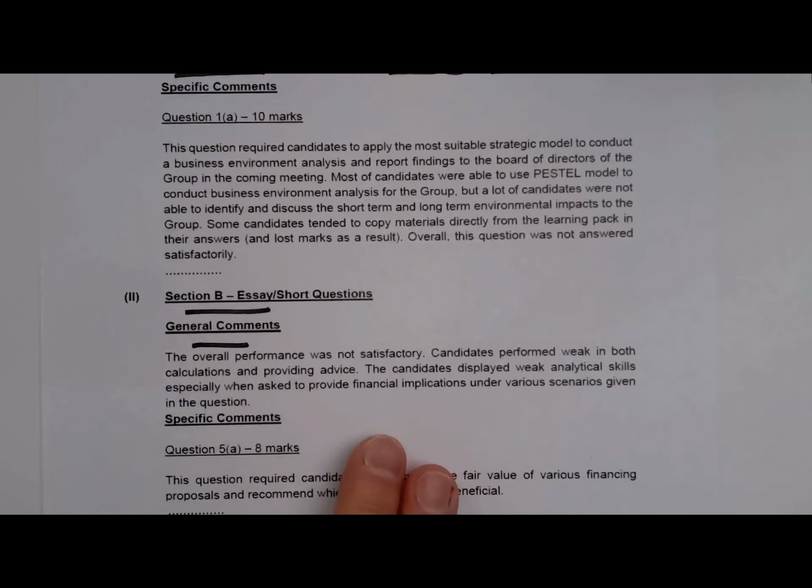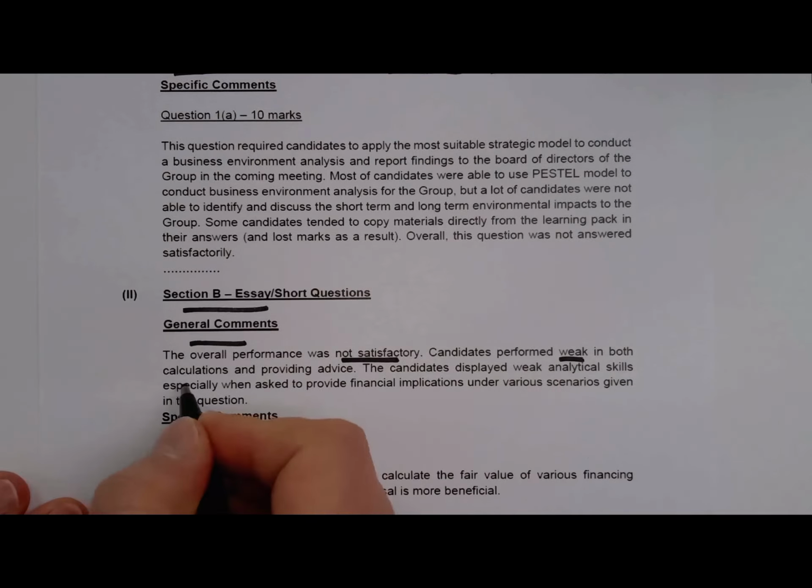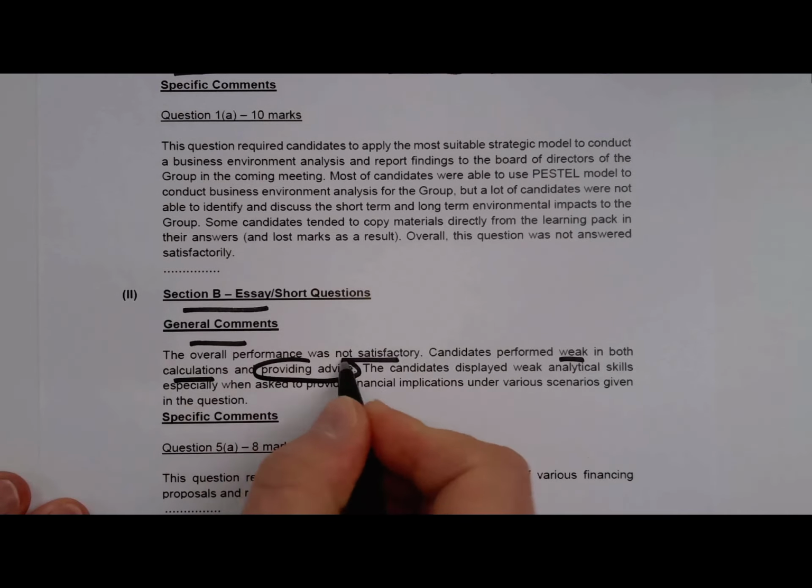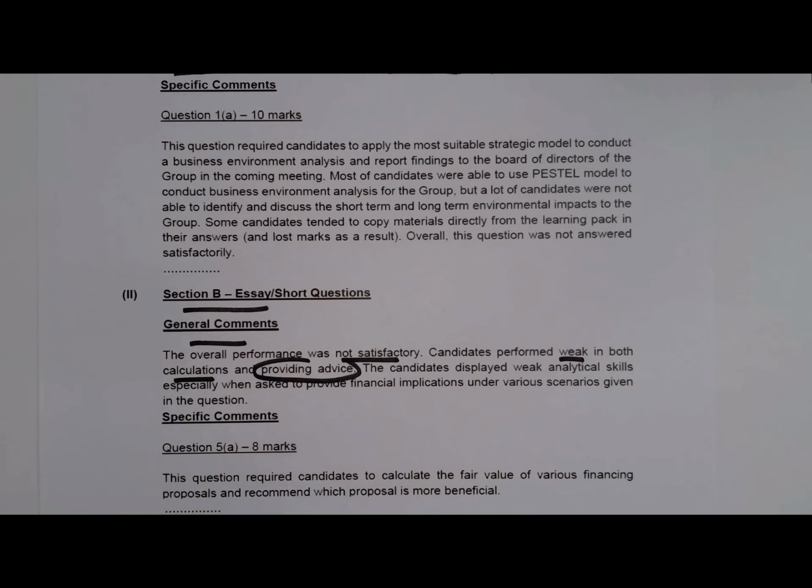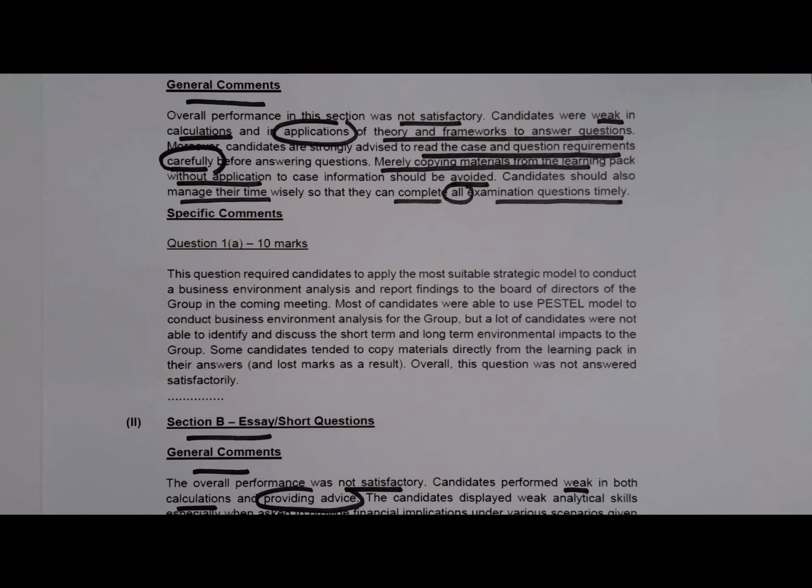We've got similar problems here as well in Section B. So they said Section B again, performance not satisfactory. Again, candidates weak in calculations, but again, there's that application providing advice. Candidates displayed weak analytical skills, especially providing financial implications in the various scenarios. So again, there's this generalization, copying, and not applying the scenario.